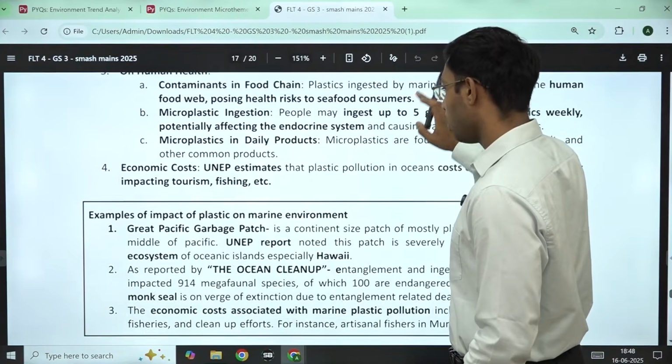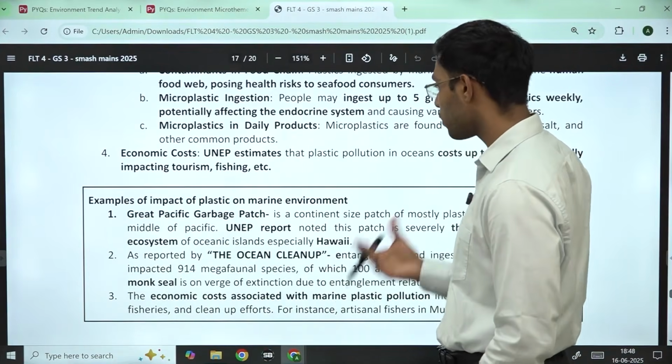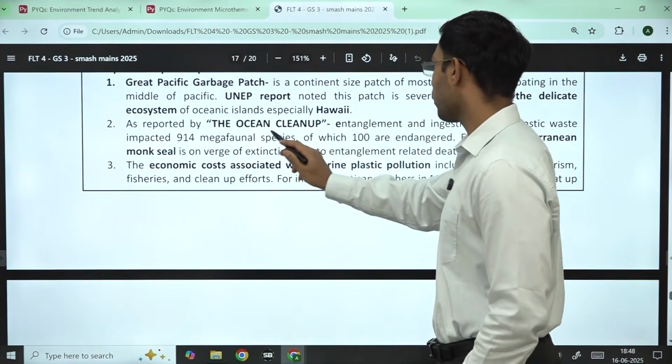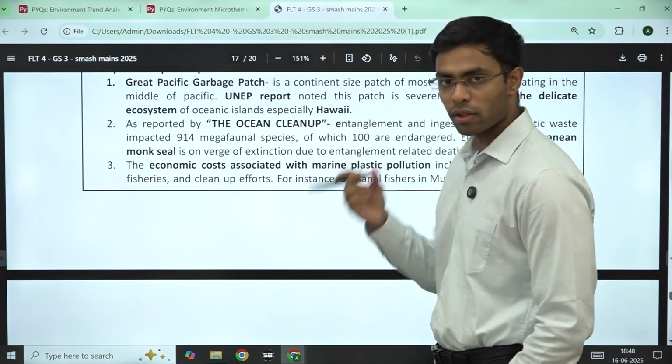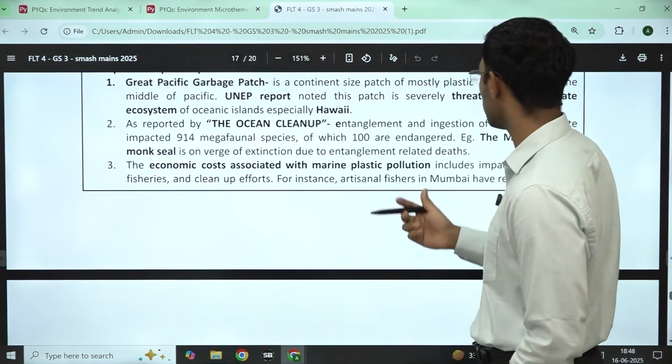After that, you have to evaluate the national and international initiatives taken on plastic, right? A few good data facts. The Ocean Cleanup initiative is something that you can mention as an example, just to give value. UNEP report, like I mentioned, you can write that in the diagram.